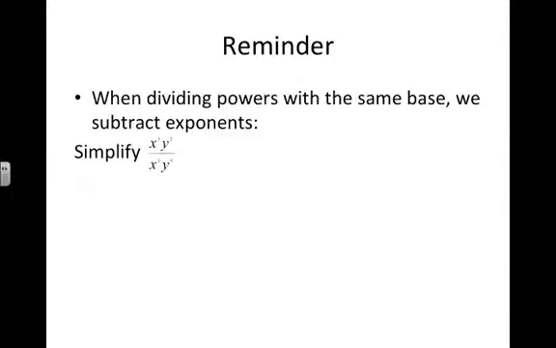Just a reminder, when you're dividing powers with the same base, we subtract exponents. You look for a particular base and see where the larger power lies, whether it's in the numerator or the denominator, and that's where you're going to end up. So if we quickly simplify x to the 5th times y squared divided by x squared times y to the 6th, for the x's, the larger power is in the numerator. So 5 minus 2 is 3, so we're going to end up with x cubed in the numerator. For the y's, the larger power is in the denominator, so we're going to have y in the denominator, to the power of 6 minus 2, so y to the 4th.